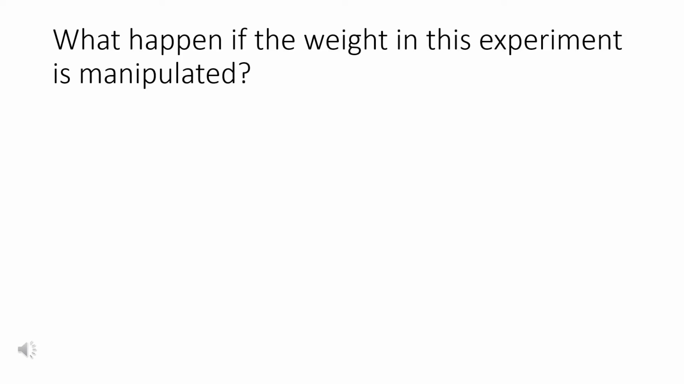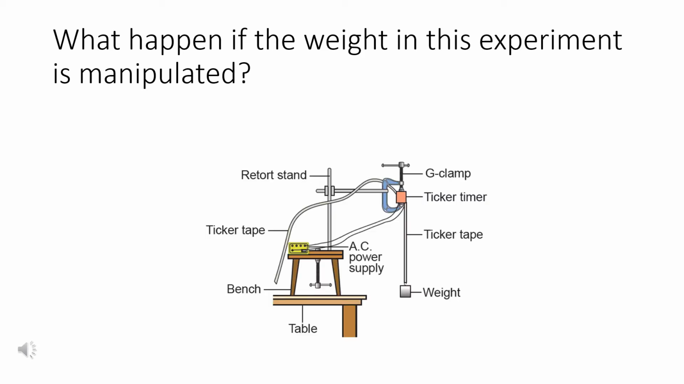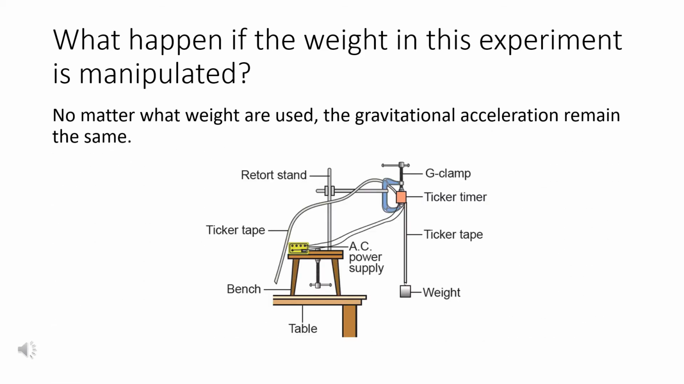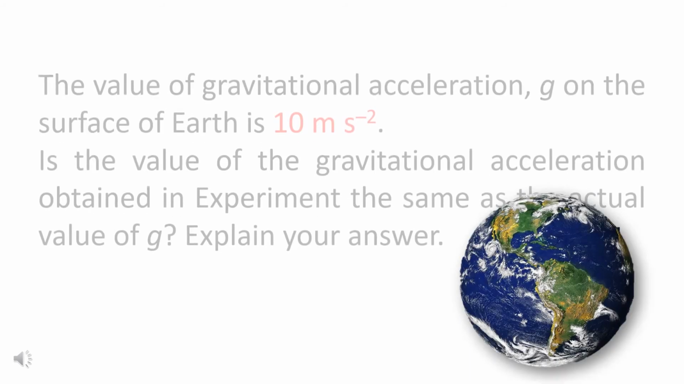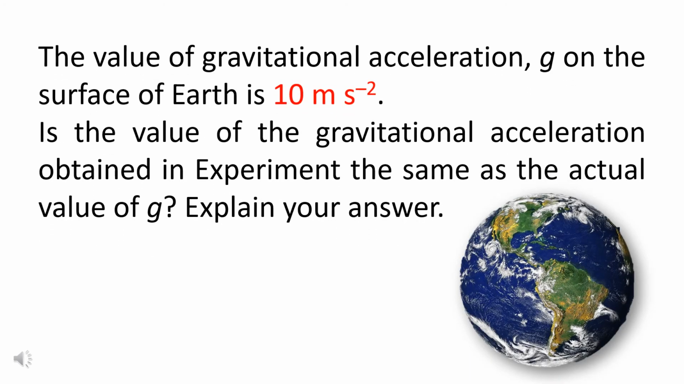What happens if the weight in this experiment is manipulated? No matter what weight is used, the gravitational acceleration remains the same. The value of gravitational acceleration, g, on the surface of Earth is 10 meters per second.